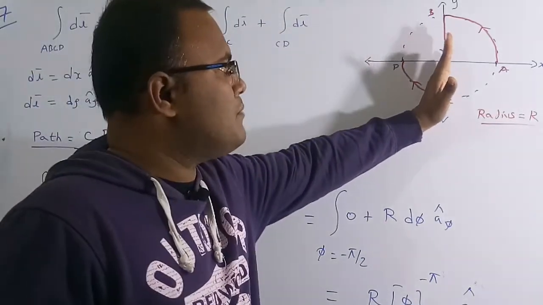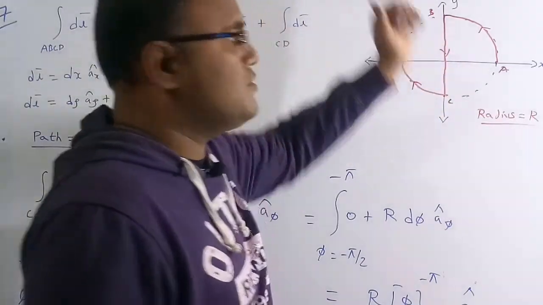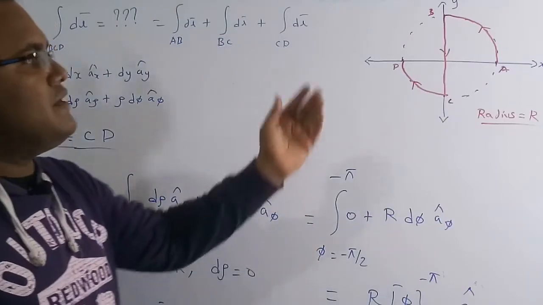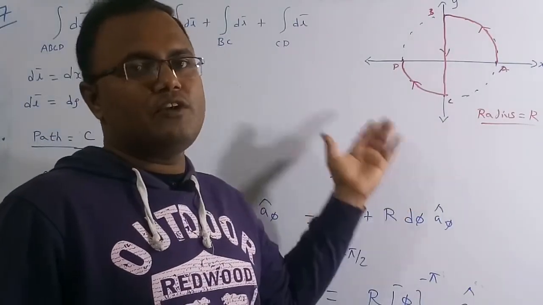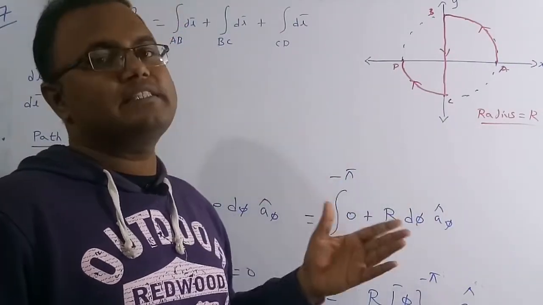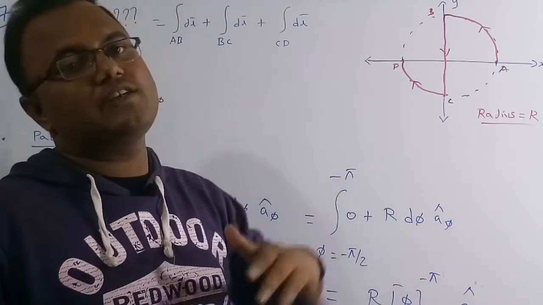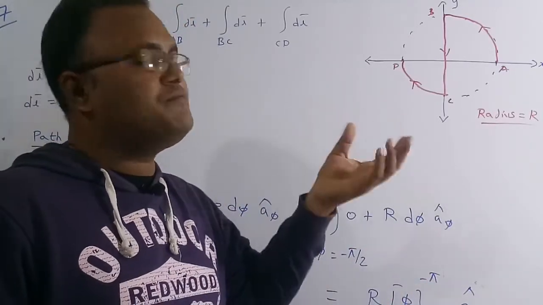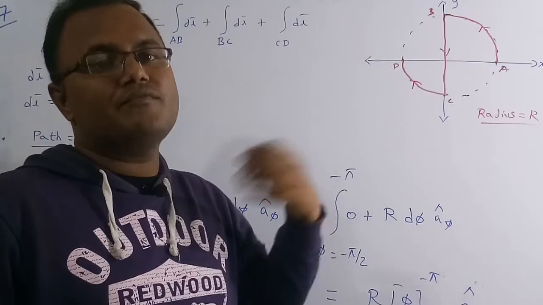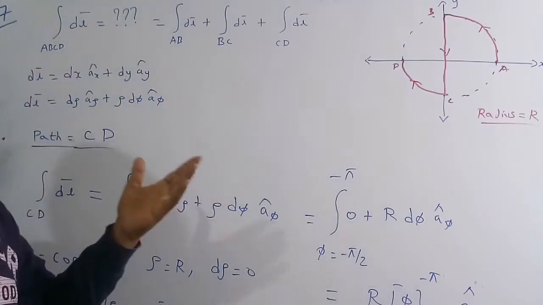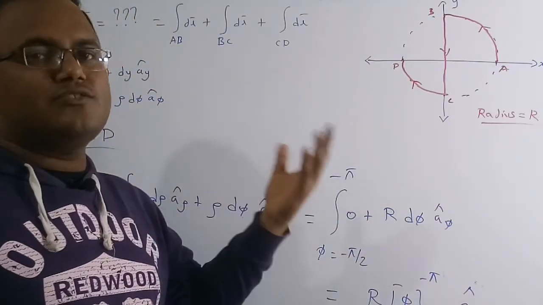So it is changing from minus pi by 2 to minus pi. So therefore we can say here, for cylindrical coordinate system, rho is a constant, only phi is a variable. But for a Cartesian coordinate system, x is a variable and y is also a variable. So we are going to prefer that one which has a less number of variables. So therefore I am going to prefer the cylindrical coordinate system because it has only one variable.